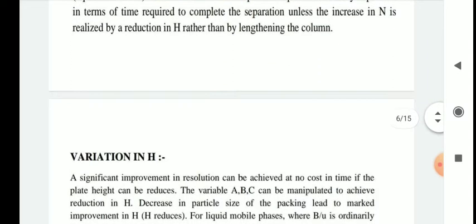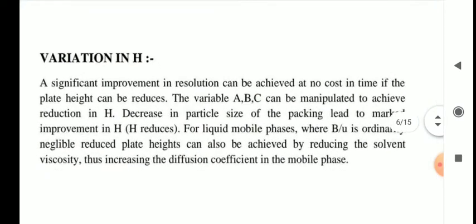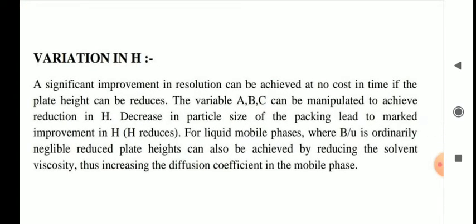So let's see the next factor, variation in h. If you want to reduce the h value, because that is what is required for a higher plate number, then plate height has to be reduced as per Van Deemter's equation, where h is equal to a plus b by u plus cu. So if you want a lower value of h, then a, b and c should be manipulated so that they are reduced and your h value is small. If you reduce the particle size of the packing material, then the h value will reduce.